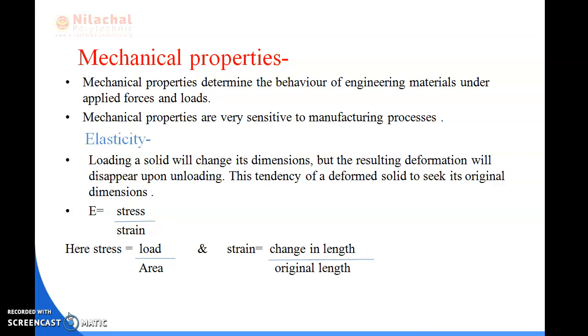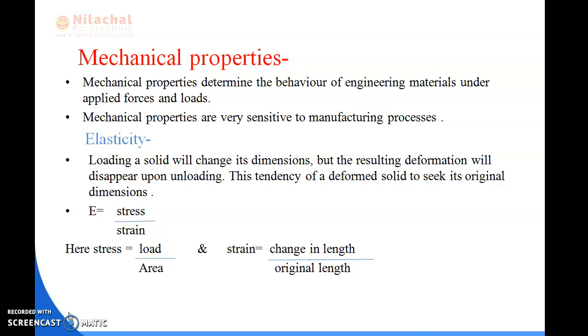But the resulting deformation will disappear upon unloading. This tendency of a deformed solid to seek its original dimension upon unloading is described by the property of elasticity. In simple words, loading a solid will change its dimension, but the resulting deformation will disappear upon unloading. This tendency of a deformed solid to seek its original dimension is called elasticity.